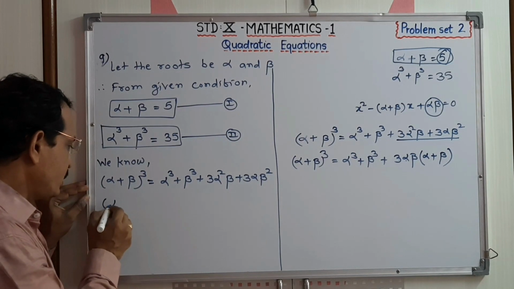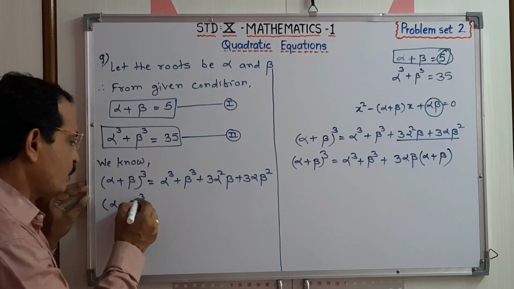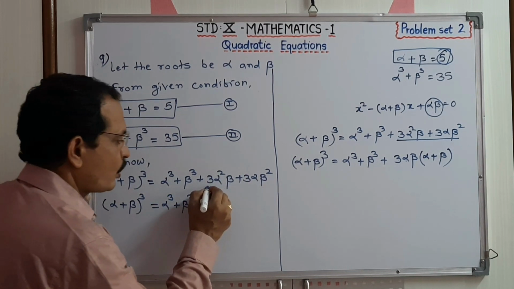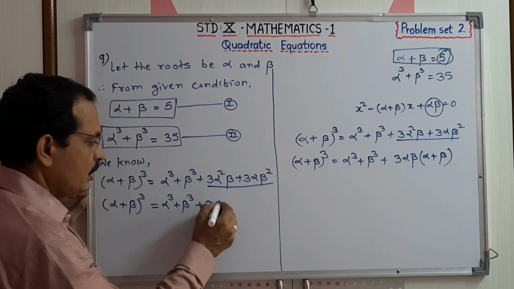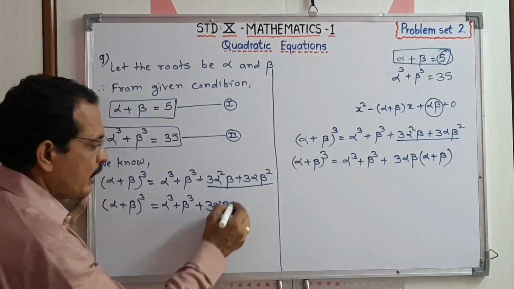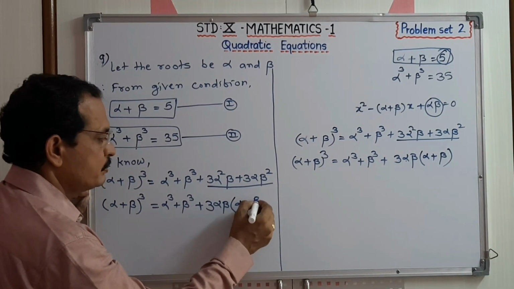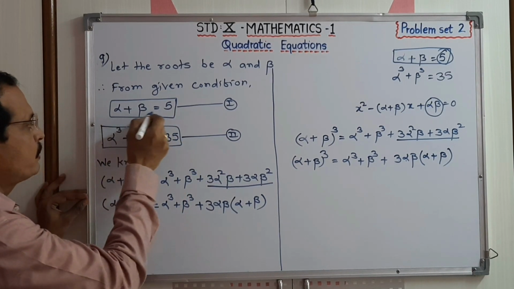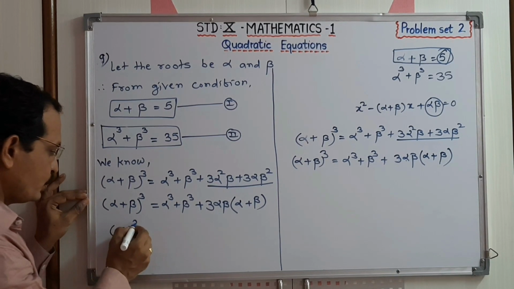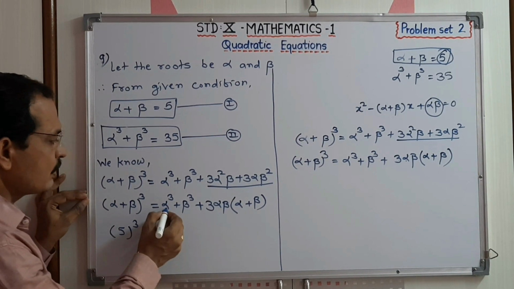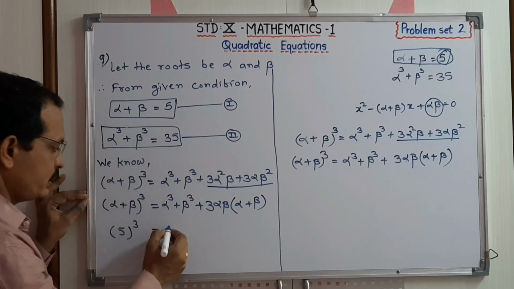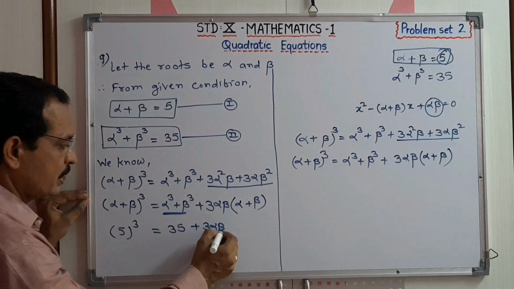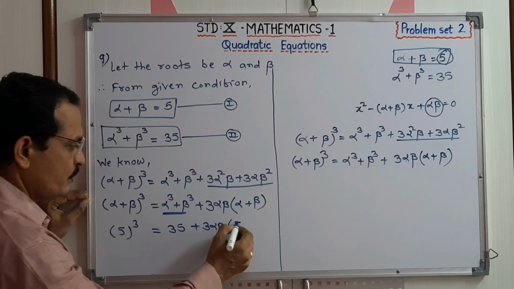Now see here, we make one change. Alpha plus beta whole bracket cube is equal to alpha cube plus beta cube plus, from this we can take out 3 alpha beta as a common factor, and the remaining is alpha plus beta. Now from the first and second statements we can substitute the values. Alpha plus beta is 5, so 5 cube is equal to alpha cube plus beta cube, which is 35, plus 3 alpha beta into alpha plus beta, which is 5.